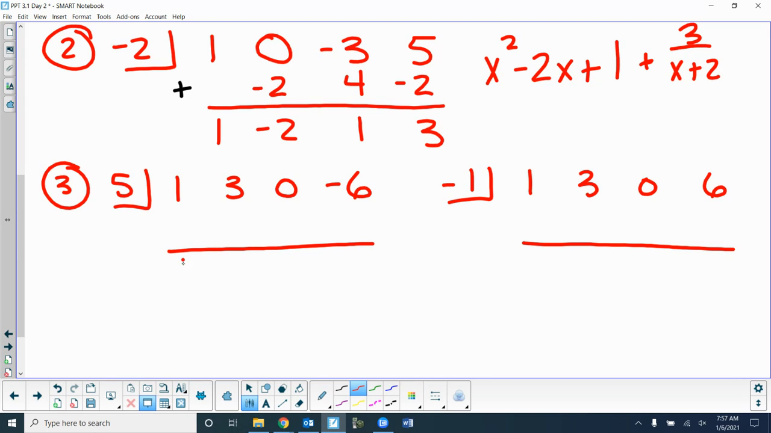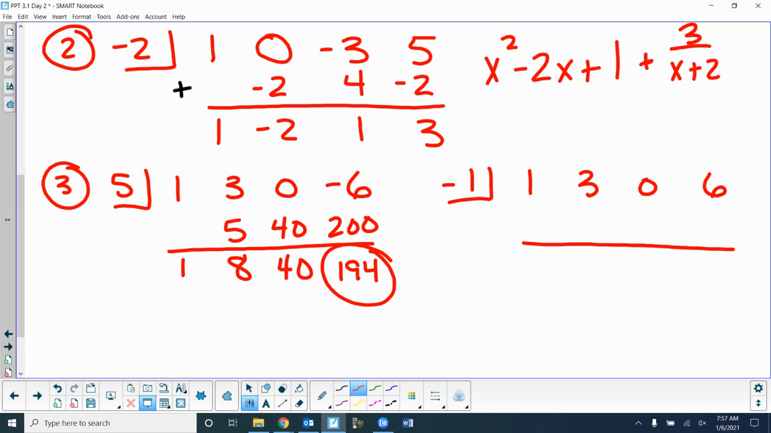Okay? So drop the 1. 5 times 1 is 5. 5 plus 3 is 8. 5 times 8 is 40. 0 plus 40 is 40. 5 times 40 is 200. -6 plus 200 is a 194. So that's that answer. You don't have to write all that stuff out. My answer is just 194.